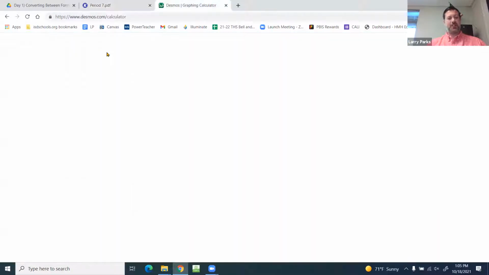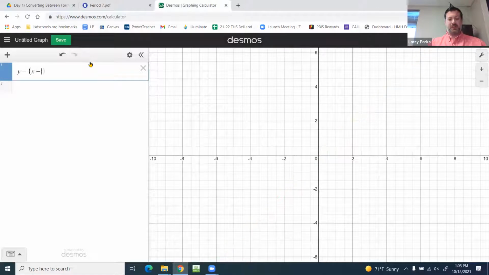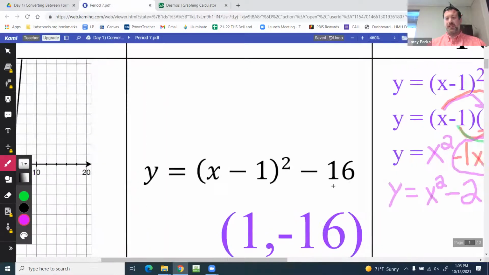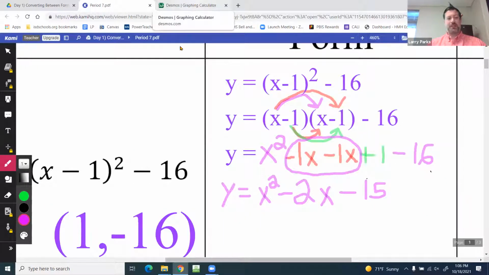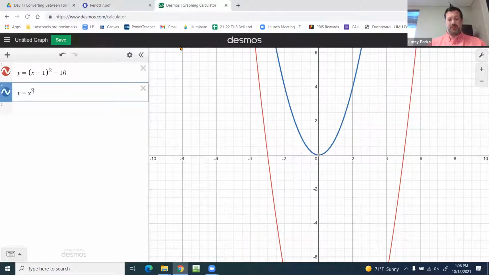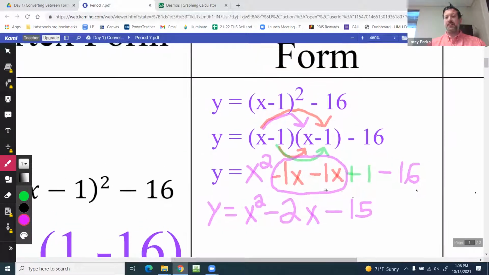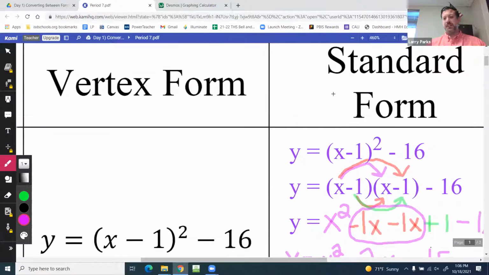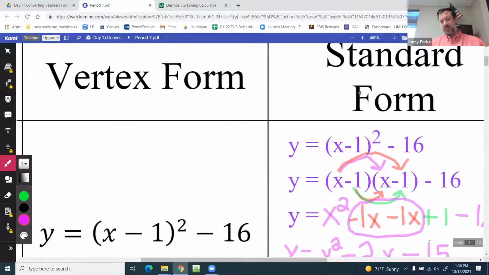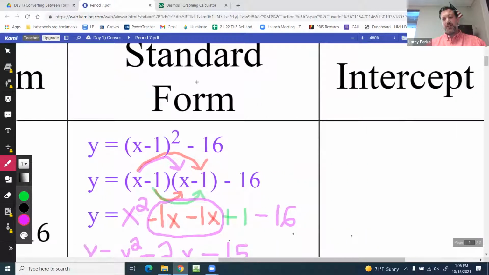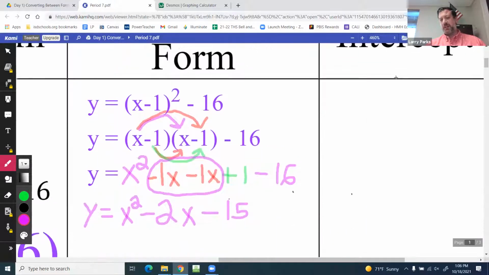Now I would encourage you to check your work. So there's the first one. And then I think it's x squared minus 2x minus 15. And looky there, they are the same thing. All right, so if you start with vertex form, standard form isn't that bad. It's just distributing. Now, I would encourage you to go to standard form first before you go to intercept form.